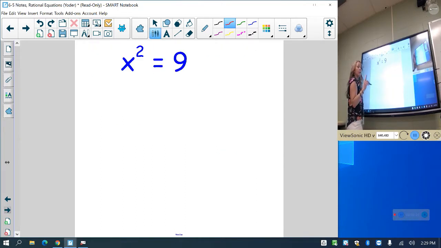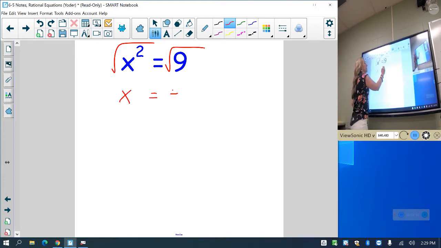Something to remember when solving radical equations: when you take the square root of both sides, you have two possible solutions. If I look at the original, x squared equals 9, x could be 3 or negative 3. So our solution when you take a square root of both sides is 3 or negative 3. We have two possible solutions.